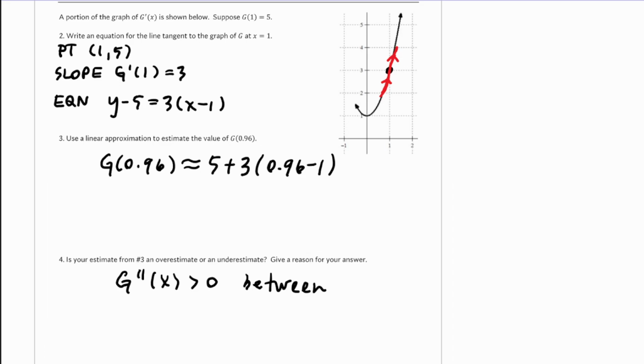Really, the best answer is to say that it's always greater than 0 between x equals 0.96 and x equals 1, but in AP Calculus, it's good enough to just say g double prime of 1 is positive. But this really is what guarantees that it's going to be an underestimate. So if it's concave up, the tangent line sits below, and it would underestimate the curve. So my estimate for number 3 is an underestimate.